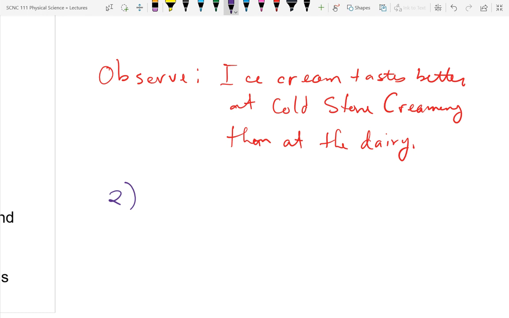Any other ideas? It's in a better environment. Okay, better environment. It's been tested by a lot of different people, or eaten, I guess, by a lot of different people, whereas the dairy might not. Okay, I don't follow that one as well, but right, there's no right or wrong with your hypothesis because it is what you think.